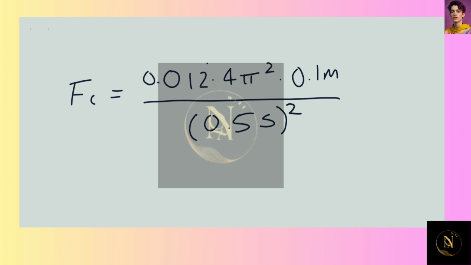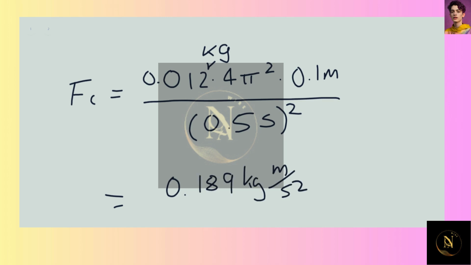And I forgot to include the units of mass here. This should be in kilograms. And so we get that our force is 0.189 kilograms meters per second squared, which are units that are also known as newtons. So that's going to be equal to 0.189 newtons, which is our answer for part A.